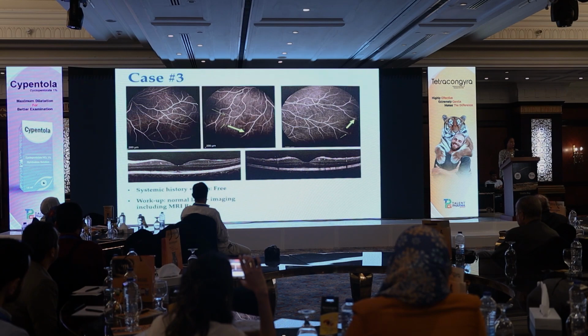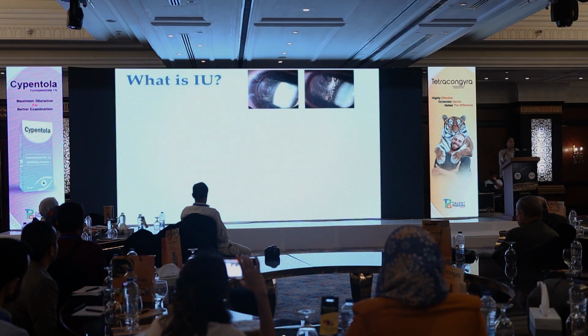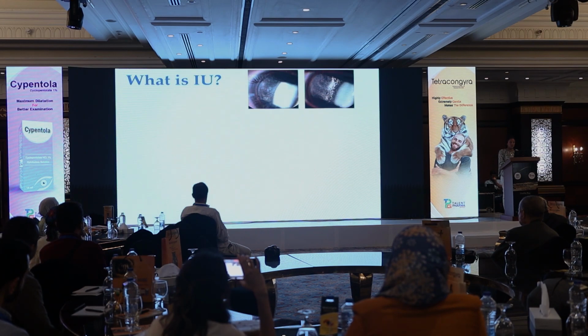And then after we do all of the workup, including an MRI brain with contrast, because this is a female in the childbearing period, we can easily diagnose this patient as the idiopathic form of intermediate uveitis, which is very, very common, and this is called pars planitis. So what is intermediate uveitis? It is a form of uveitis in which the main site of inflammation is the vitreous cavity and the ciliary body.